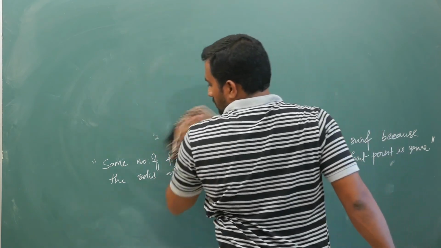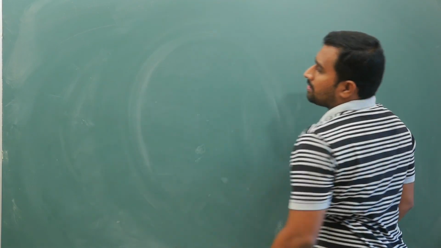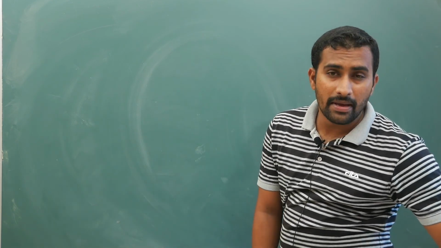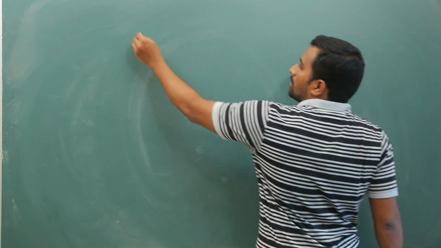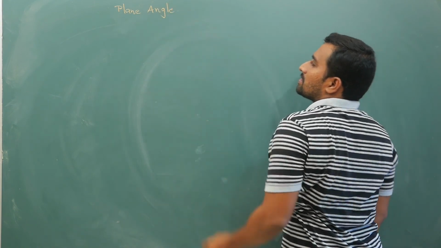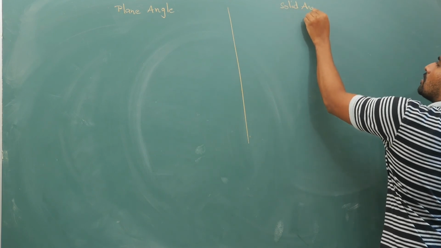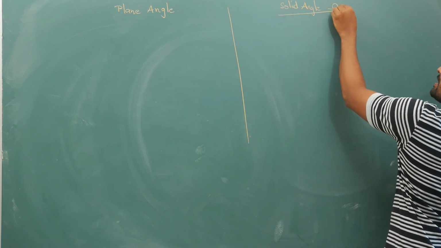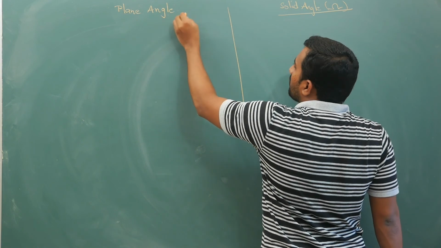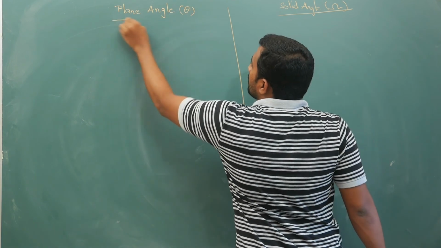So now, what is this solid angle? I will tell you. To define solid angle, I will make a comparative study between plane angle and solid angle. You need to understand plane angle and solid angle first. So what is the difference between plane angle and solid angle? The symbol is like the one you use for resistors, you have to keep it for solid angle. The unit is steradians. Here plane angle is represented usually by theta.